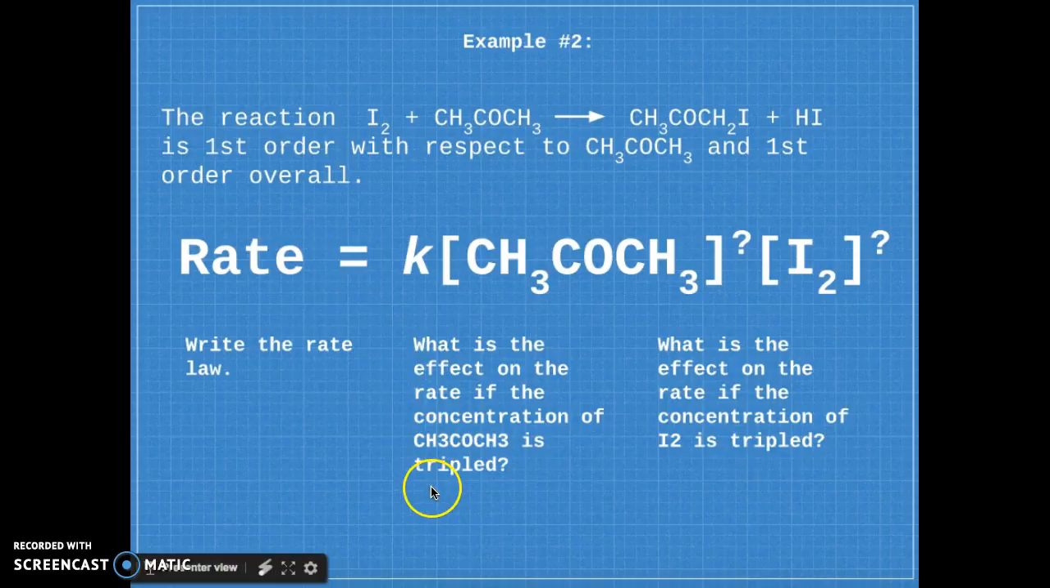So what's the effect on rate if the concentration of acetone triples? If you can picture removing the formula for acetone and writing the number 3 in there, because 3 is what we use to represent triples, and then take 3 and raise it to the first power. So 3 to the first power would give us 3, and that means the rate will be 3 times as fast. And then here, what's the effect on the rate if the concentration of iodine is tripled? Well, if we replace iodine with the number 3 and raise it to the 0 power, we would get 1, and that means the rate will not change.